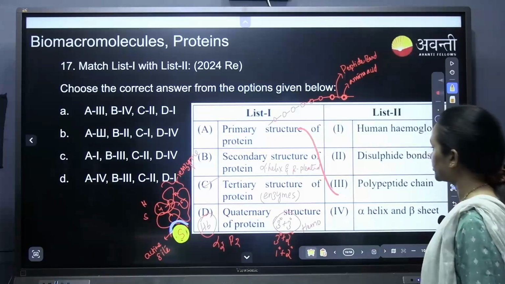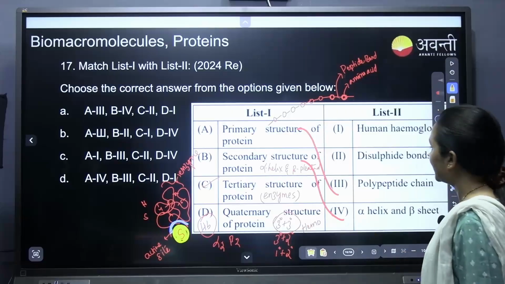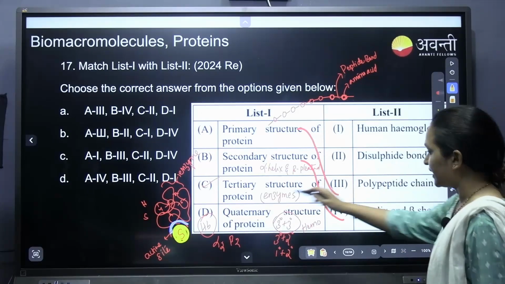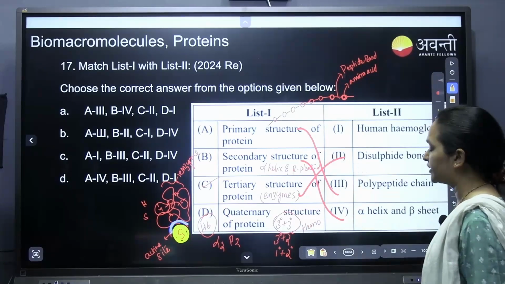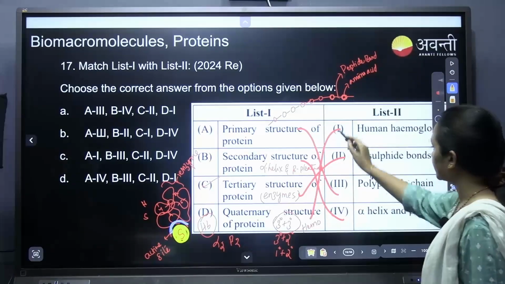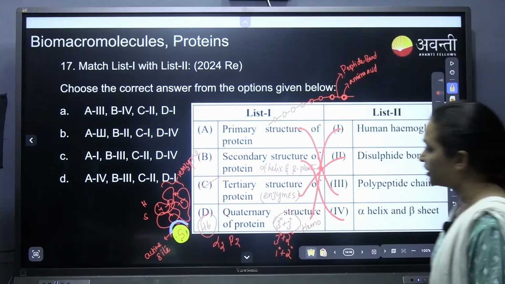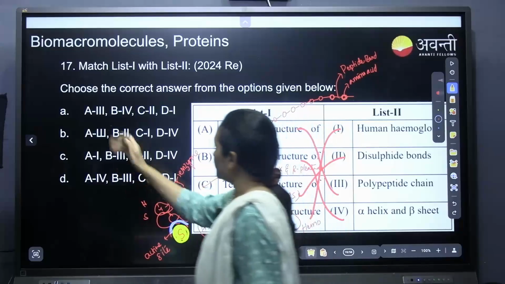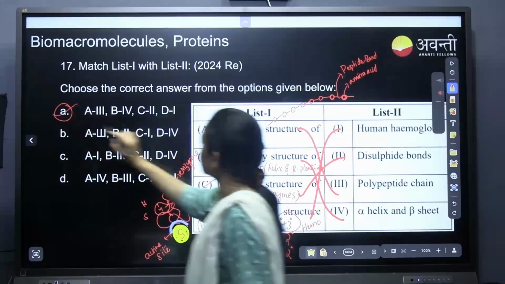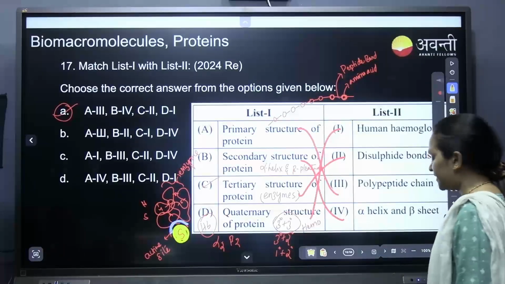Primary structure is just a polypeptide chain. Secondary structure is an alpha helix or beta pleated sheet. In tertiary structure, disulfide bonds or hydrogen bonds will be present in between. Quaternary structure, for example human hemoglobin. So, that makes A3B4, that is A as a correct answer, C2D1, C2D1 as a correct answer.